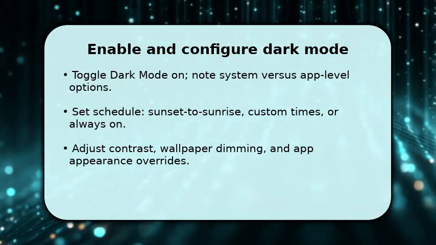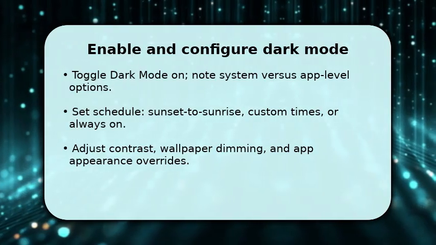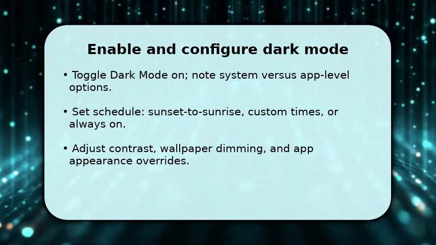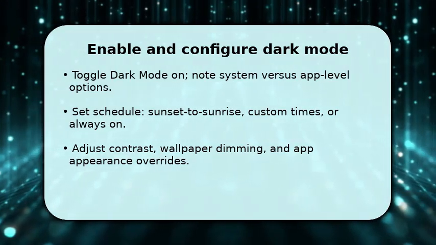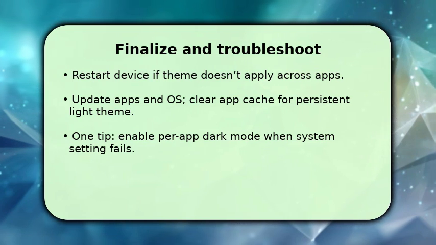Then set a schedule. Choose sunset to sunrise for automatic shifts or input custom times if you prefer. Finally, tweak contrast and wallpaper dimming so text remains legible and visuals. Finish by walking through your primary apps to confirm dark mode applied.